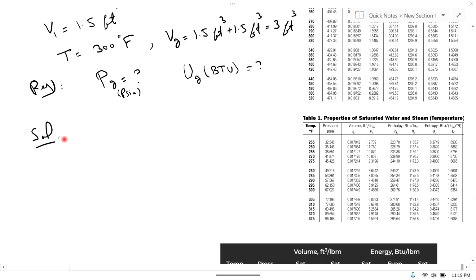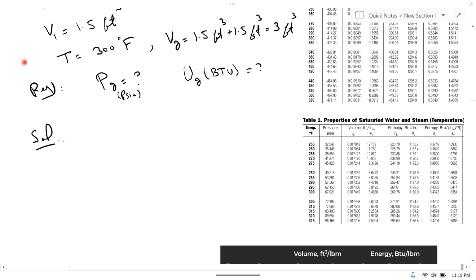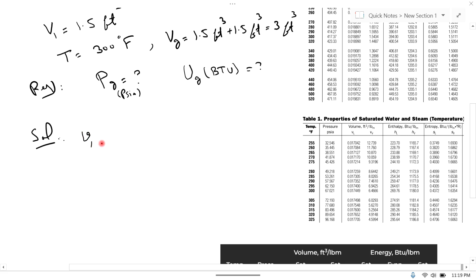So first we find the specific volume, because total volume is given to us. So v1, the specific volume, is equal to total volume divided by mass. Total volume initially is 1.5 cubic feet and total mass is 2 pound mass, which is equal to 0.75 cubic feet per pound mass. It means that initially the specific volume is 0.75 cubic feet per pound mass.